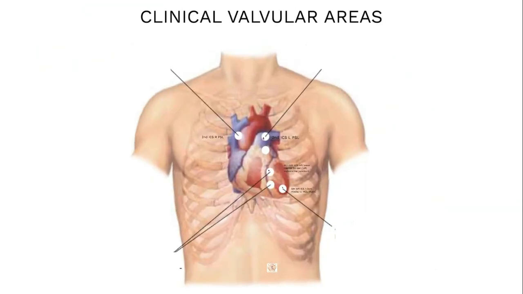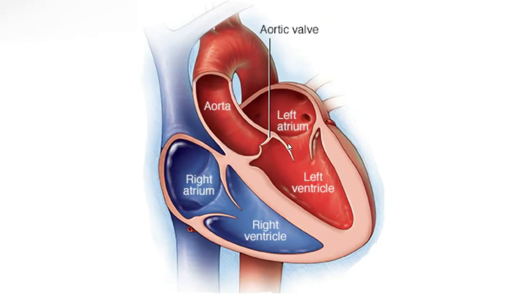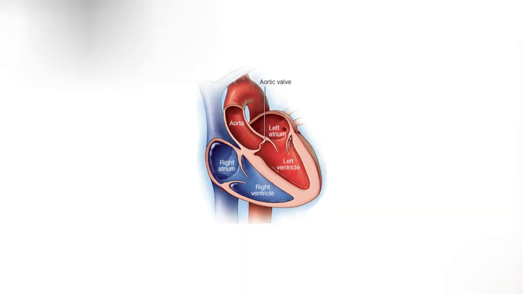So you also need to know the clinical valvular areas. These are close to the heart, so you can appreciate the murmurs. The second intercostal space, right parasternal line, is where you can appreciate the murmur of the aortic valve, either aortic stenosis or aortic regurgitation.